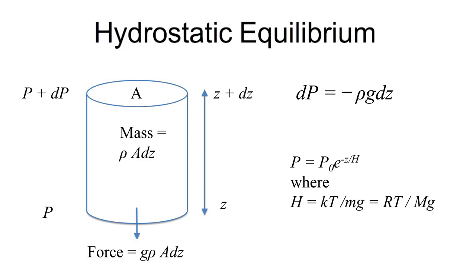Using the ideal gas law, we can derive that h is equal to kT over mg, where m is the mass of a molecule, or h is equal to RT over Mg, where R is the ideal gas constant, and M is the molar mass of the gas. Since our atmosphere is approximately 80% nitrogen with molar mass 28 grams per mole and 20% oxygen with molar mass 32 grams per mole, we can use M approximately equal to 0.29 kilograms per mole. This leads to a scale height of about 8 kilometers.